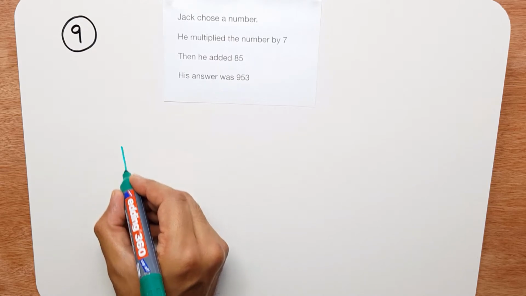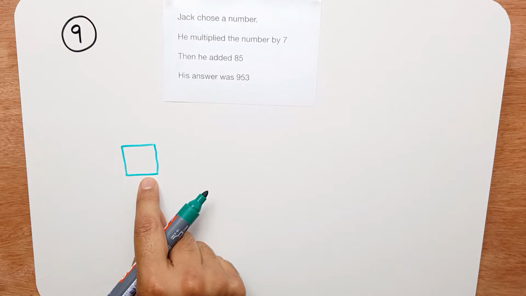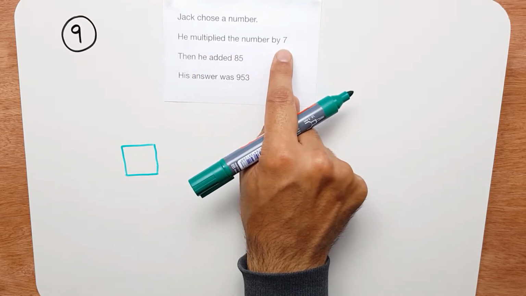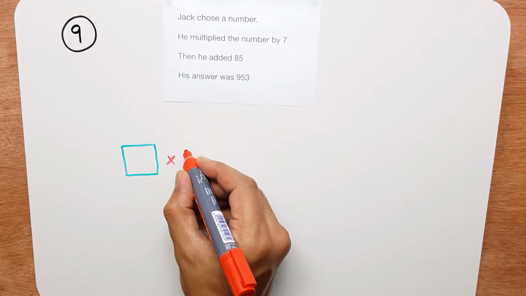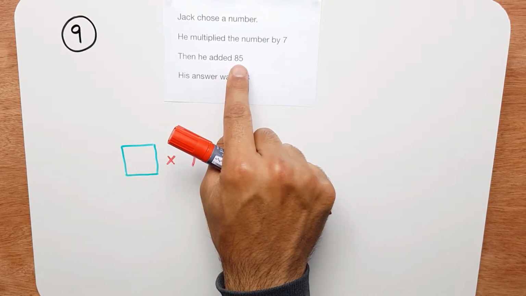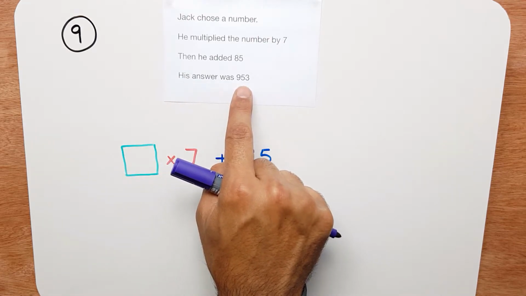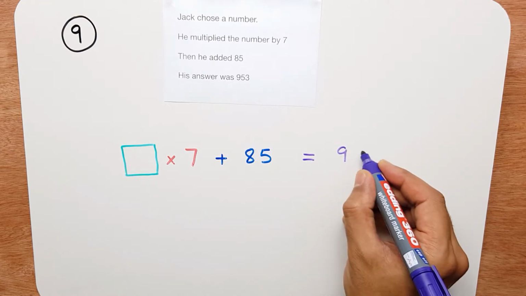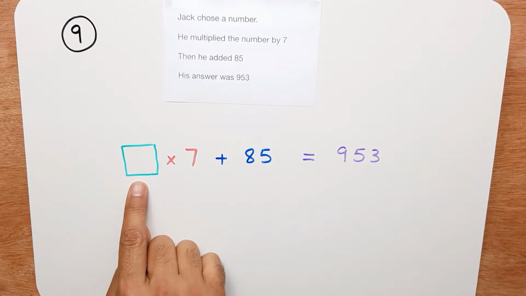So what we'll do is we'll do a box. So that's Jack's number. His next thing was he multiplied the number by 7. So let's write that down here. Then he added 85. His answer was 953. So his answer equals 953. Now we need to find out this number.